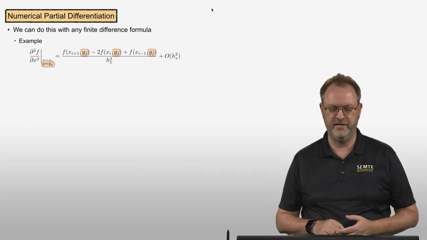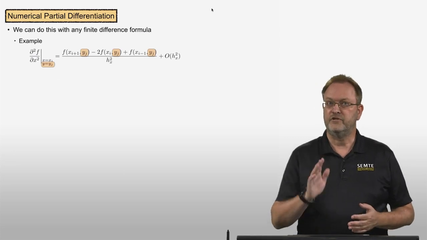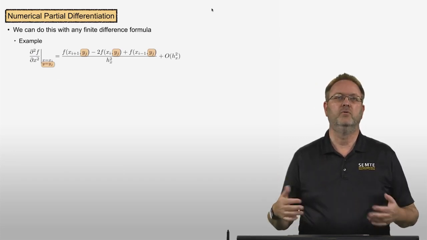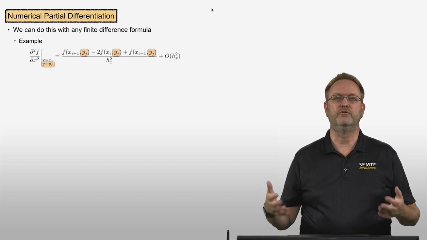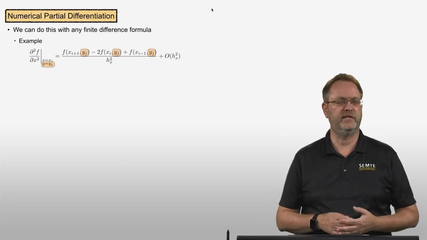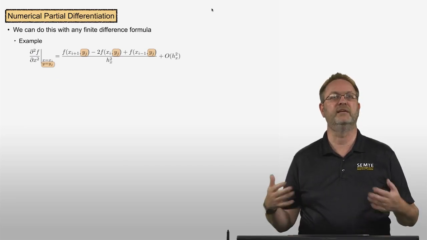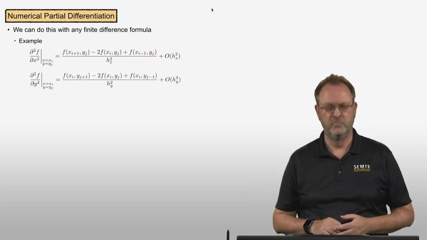second order approximation. And since this is the partial derivative in the x direction, we kept the y value constant equal to the location where we want to evaluate the partial derivative, which in this example is equal to y_j.